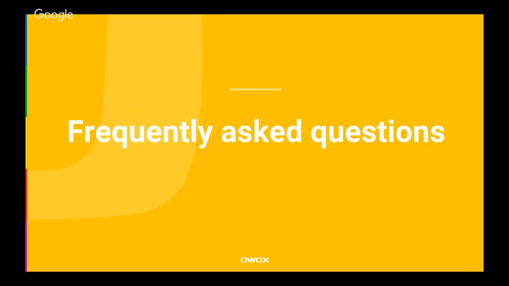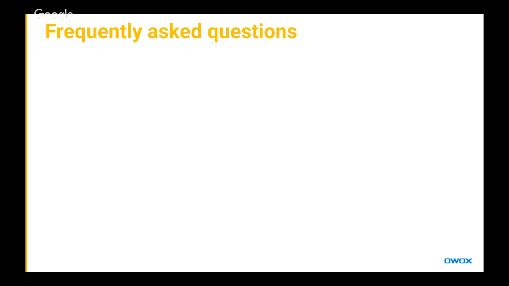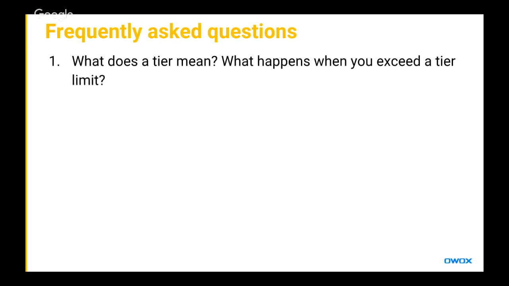Okay, so moving forward, we're going to cover frequently asked questions from our clients, and not only. So Helen, could you please take the first question? Let me start, please. So the first question is, what does a tier mean and what happens when you exceed a tier limit?